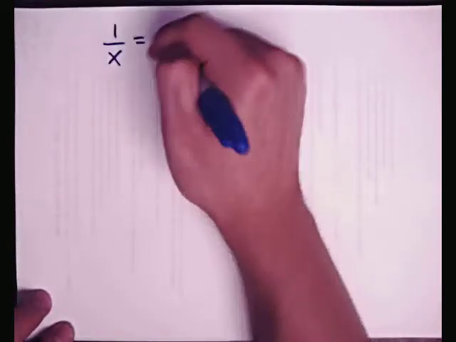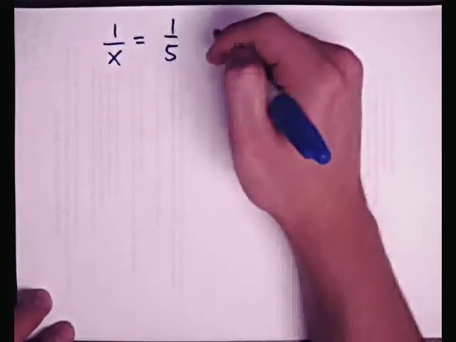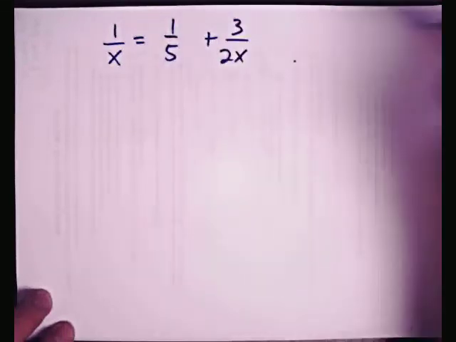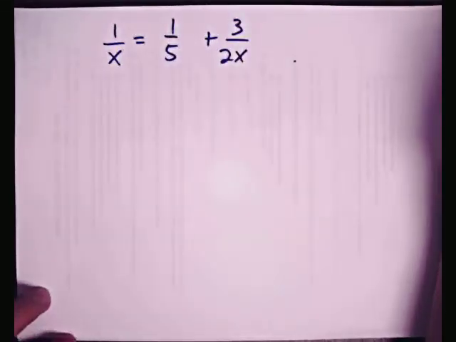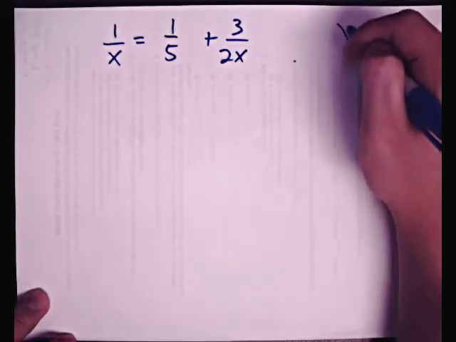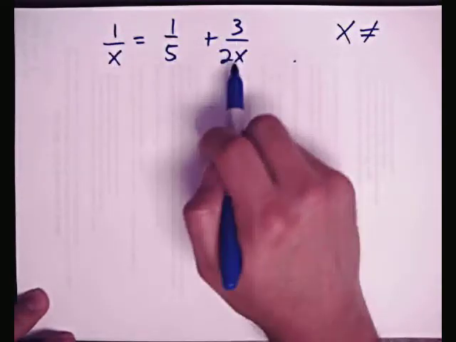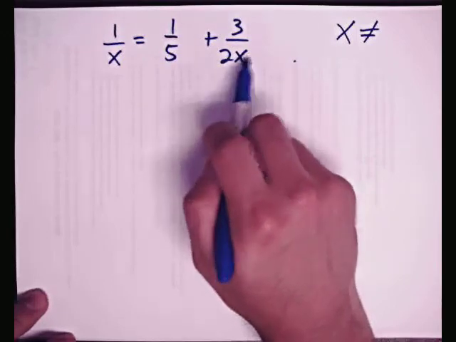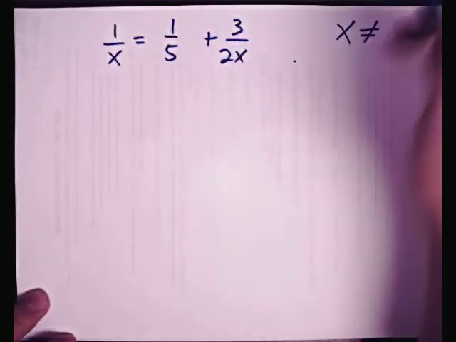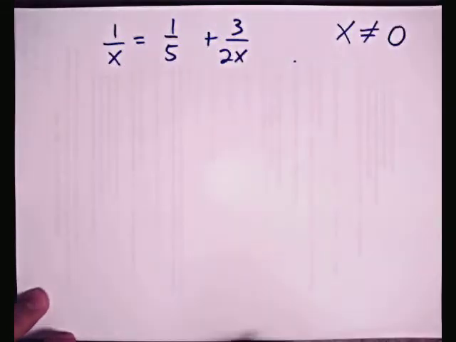Okay, so let's go to example 3a, which is 1 over x equals 1 over 5 plus 3 over 2x. The difference from just linear equations with fractions is you want to start by making a note of what x cannot equal. If we look at what we have, if x is 0, we'll have 1 divided by 0. And in this one, if x is 0, 2 times 0 is 0, and we'd still have 3 divided by 0. So we want to make a note that x cannot equal 0.